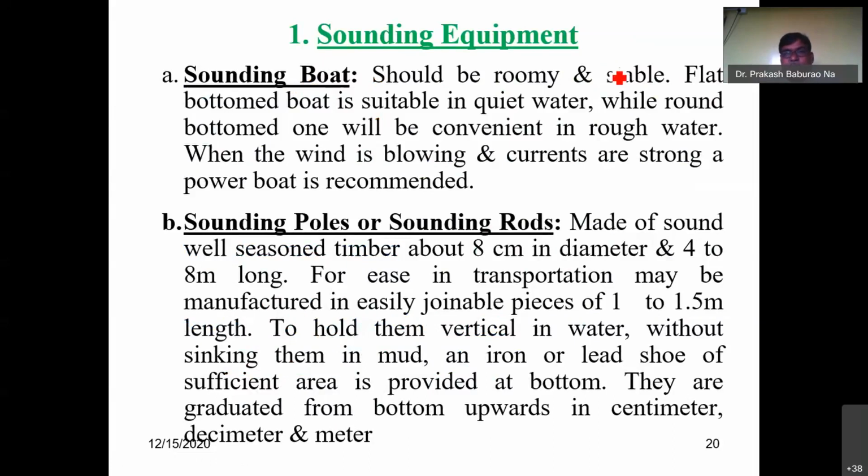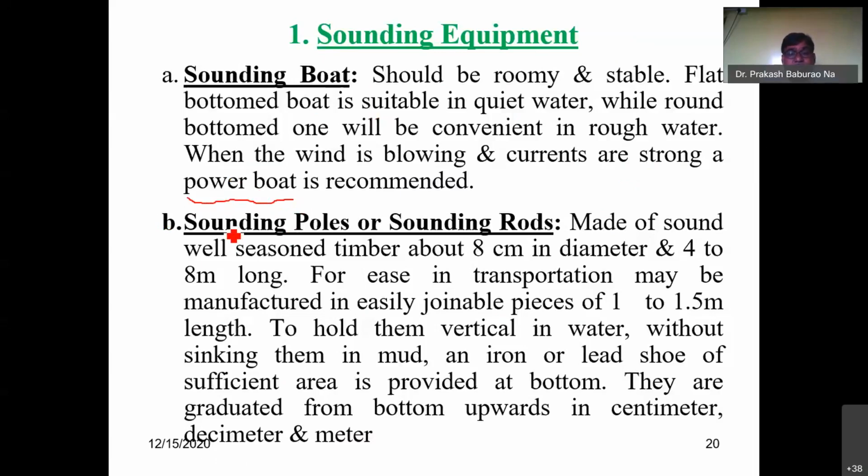A rowing, stable, flat-bottomed boat is suitable in quiet waters, whereas the round one will be convenient in rough water. That is, if there are cross currents blowing and currents are strong, then you have to go with the power boat. That is what you have to utilize.